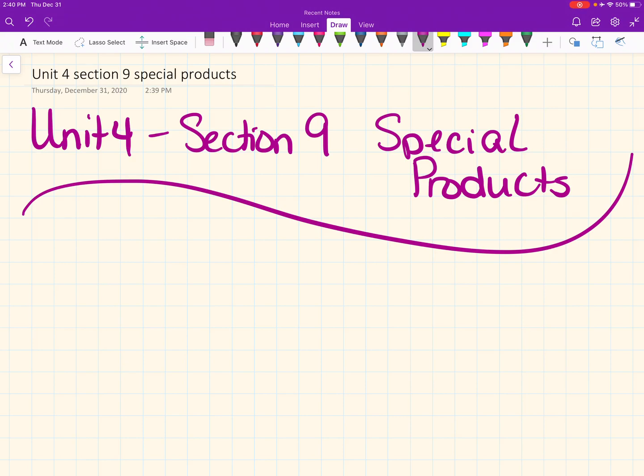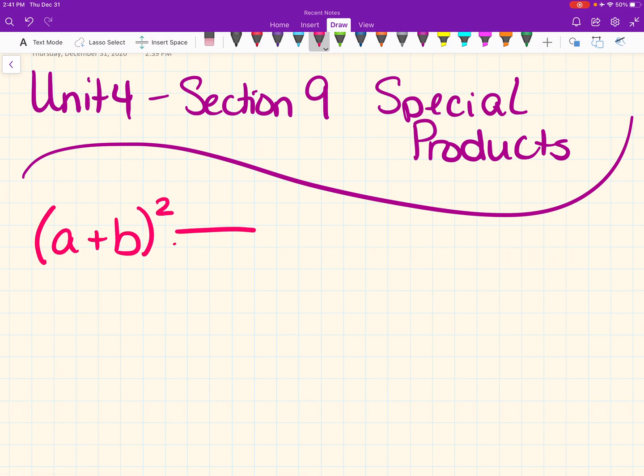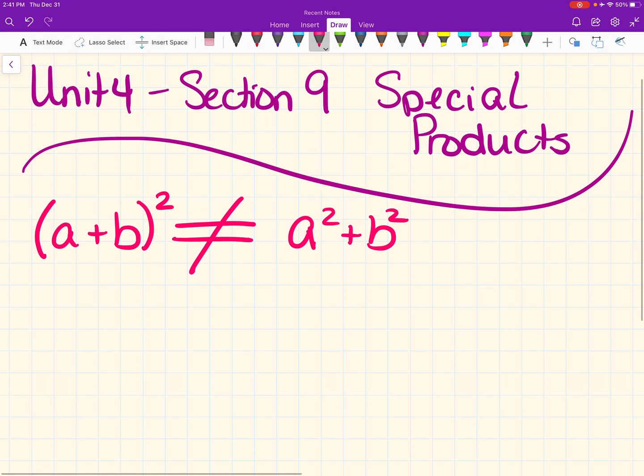Okay, we're going to do special products. Really, you're going to use the same methods that we used in section 8. I'm just going to show you a couple of special things and what they're called, all right? Now be very careful here. This is one of the biggest mistakes I see. A plus B, that whole thing squared, does not equal A squared plus B squared. You cannot distribute an exponent across a polynomial.